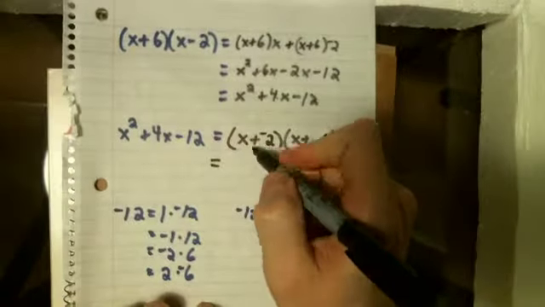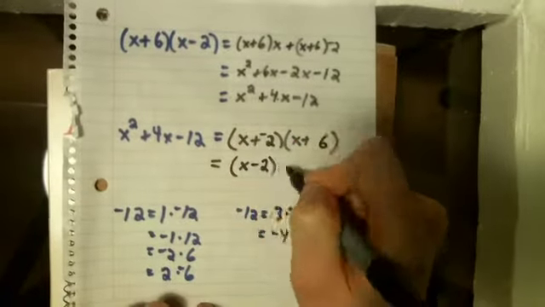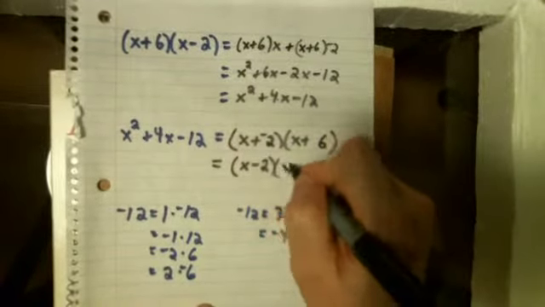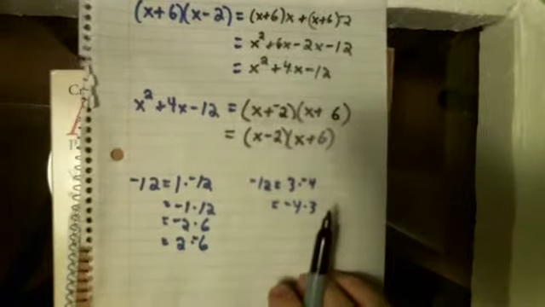And you can see, well, we saw above, it certainly works. And normally, rather than writing x plus a negative 2, I'd write my answer as x minus 2 times x plus 6. Usually we don't leave plus a negative in our final answer.